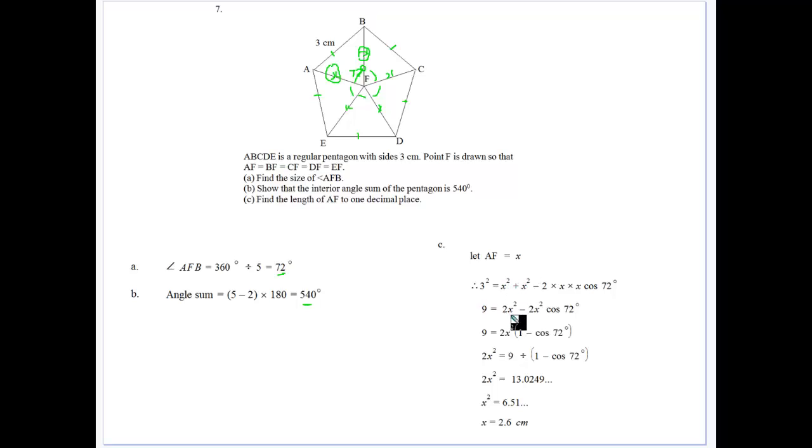So 2x squared minus 2x squared cosine of 72, which I can factorize the 2x squared out of. And then if I divide the 9 by 1 minus cosine of 72, well, I've divided both sides. That gives me approximately 13.002. Again, don't round it off yet. Divide by 2, and then take the square root. Then I'm able to get 2.6 as my answer to my problem there, which sounds reasonable.